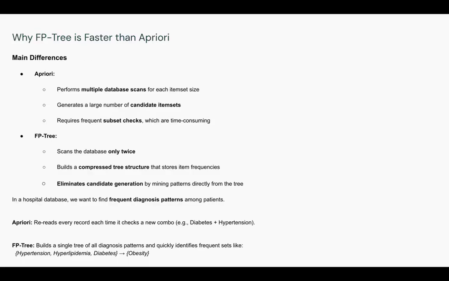For example, in a healthcare context, FP tree can quickly identify patterns like hypertension, hyperlipidemia, and diabetes, which are co-occurring with obesity, without rescanning all patient data multiple times.